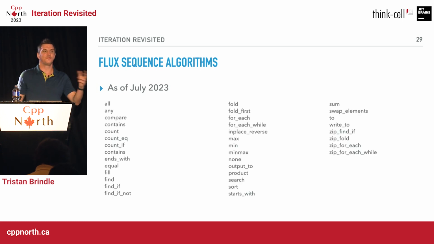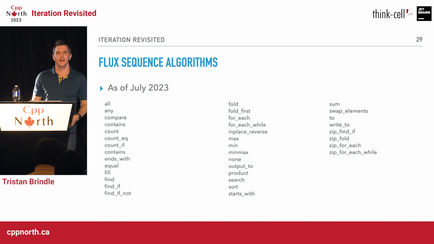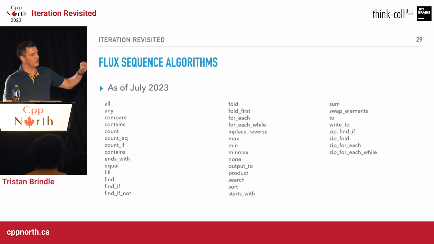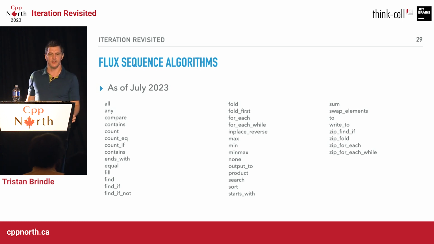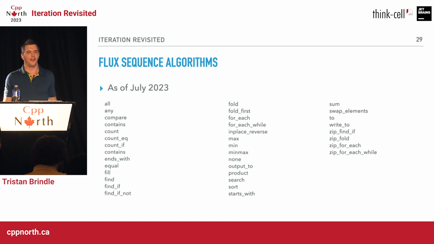So as of right now, these are the algorithms that we have in Flux. A few of them are the same ones as the standard library with slightly different names. So we don't quite have parity in terms of algorithms, but we've still got quite a few. And if you're watching this on YouTube at some later date, hopefully we'll have a few more as well.